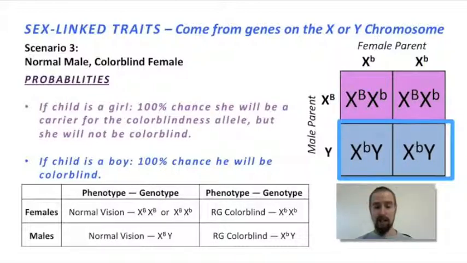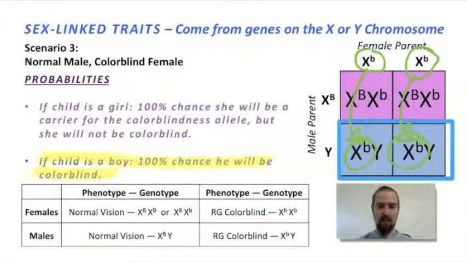If these two parents have a boy, however, he will definitely be colorblind, because boys inherit their only X chromosome from their mother, and since his mother is colorblind, she would have passed one of her two colorblindness alleles on to her son. The probability is 100%.